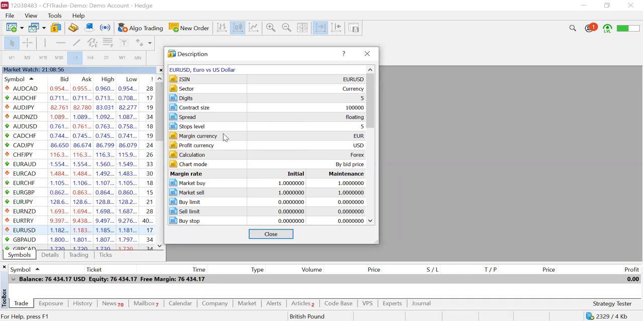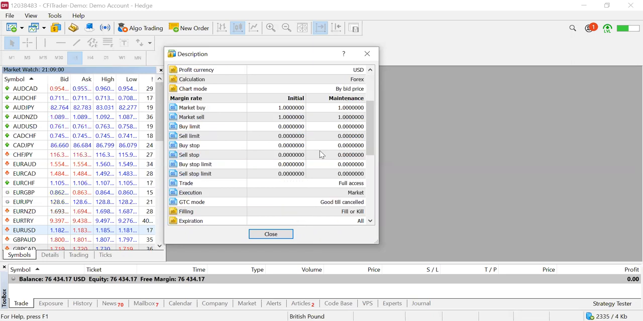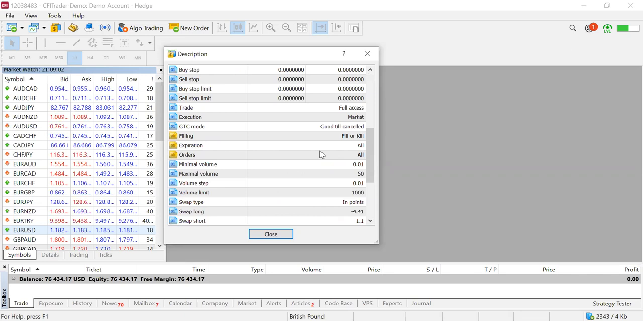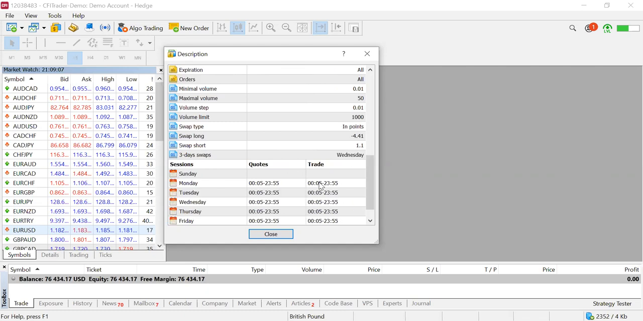Also, well, the market currency, the profit currency. And then if we scroll down a little bit more, you can see all this information as well. That might be important for your knowledge.